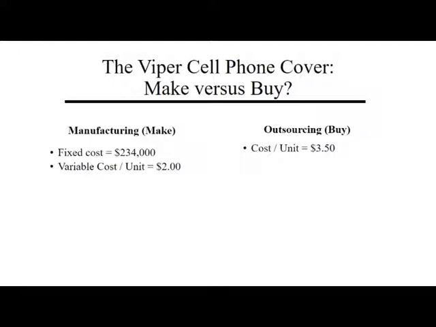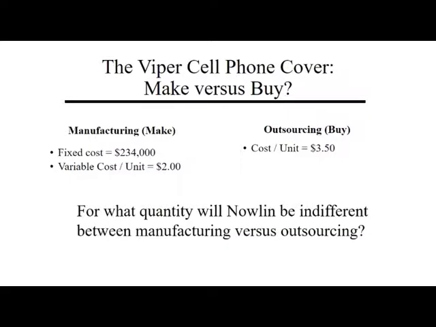If Nowlin manufactures the Viper, the fixed cost is $234,000, and that's independent of the quantity produced. For every Viper they produce, they incur a cost of $2 per unit. The alternative is to outsource the production of the Viper, and there is no fixed cost in that case, but the per unit cost is higher, $3.50 versus $2. So the question is, for what quantity will Nowlin be indifferent between manufacturing versus outsourcing?